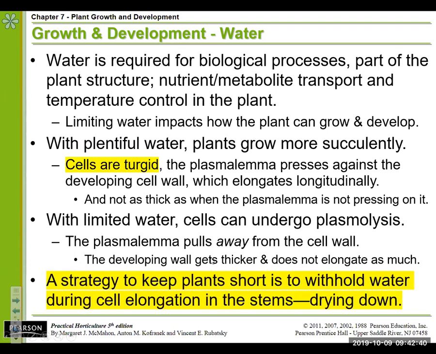So another way to look at how we might get plants to stay bushy is to withhold some water during cell elongation. This is a strategy known as drying down. It's mostly used for ornamental plants, because it's more aesthetically pleasing for them to be bushier than it is for them to be leggy.